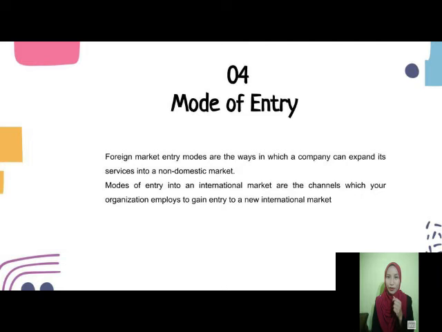So, for the mode of entry, foreign market entry modes are the ways in which a business can expand its service into a non-domestic market. Modes of entry into an international market are the channels which organizations employ to gain entry to a new international market.